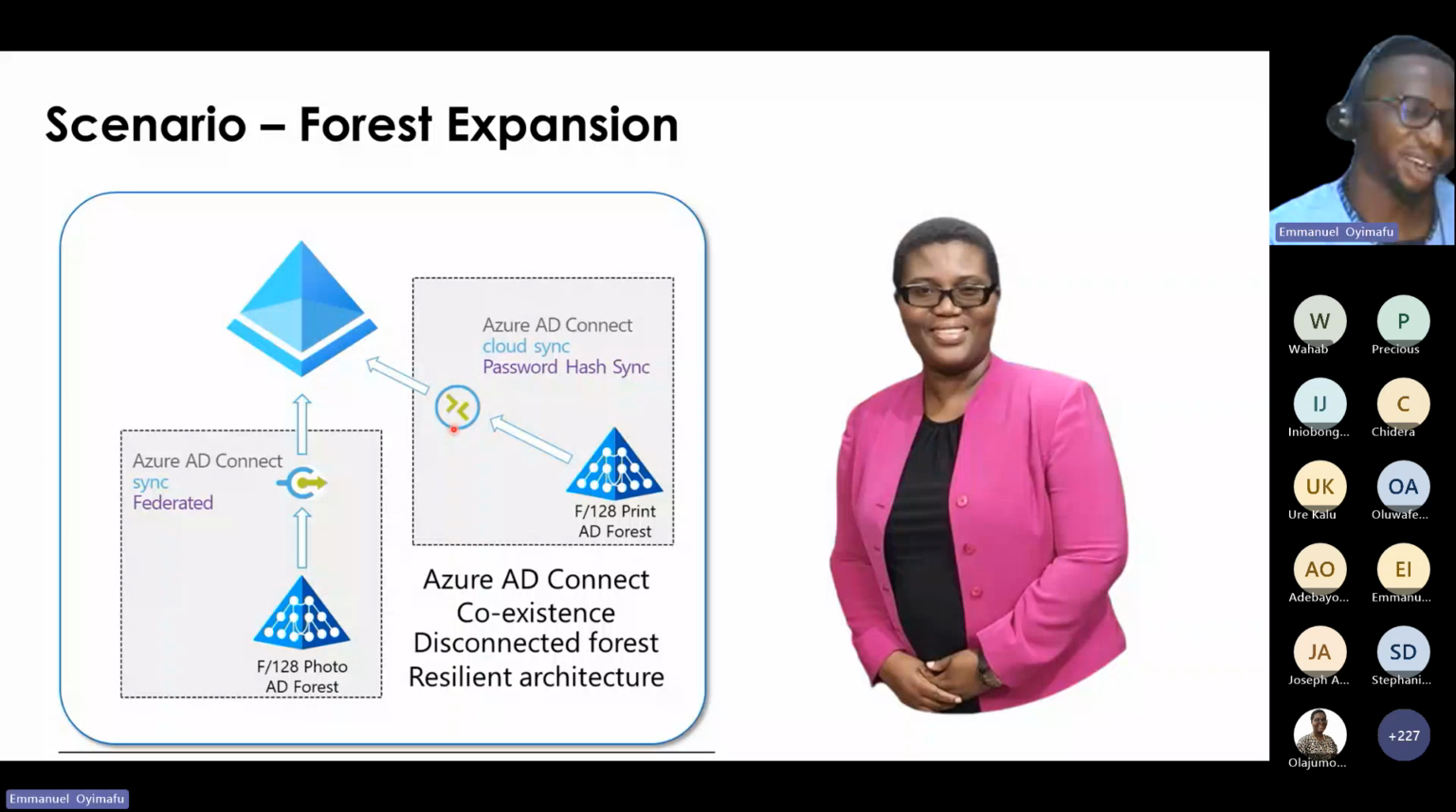You don't actually need to set up a connectivity because it works in disconnected forests. So maybe for instance now your company wants to buy another company and they want to sync users from that domain to their Entra ID. All they just need to do is to install Cloud Sync Agent on that environment. Cloud Sync Agent does the syncing to the Entra ID that they want it to do the syncing to. So that's what we have on the screen.